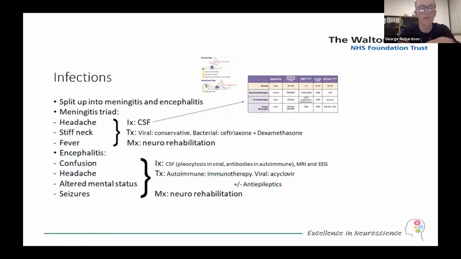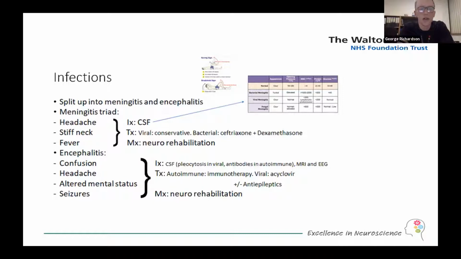So just quickly, obviously this could be a talk in and of itself, but infections in the CNS are typically split up for the purpose of finals into meningitis and encephalitis. So meningitis is a triad of headache, stiff neck, and fever, and that's investigated with a lumbar puncture. And there's a whole table. I'm not going to go through that now in the interest of time, but it's worth looking at that and working out a way to remember which one is which.